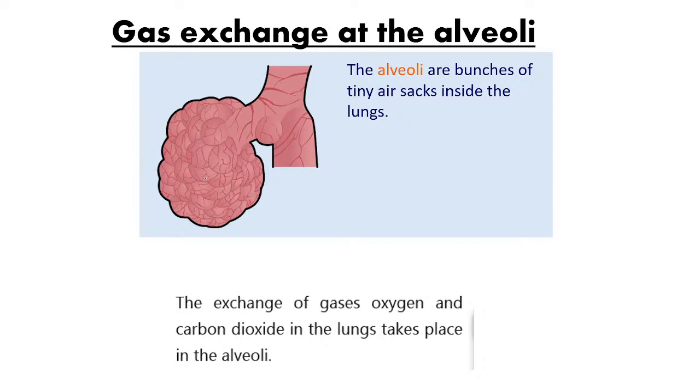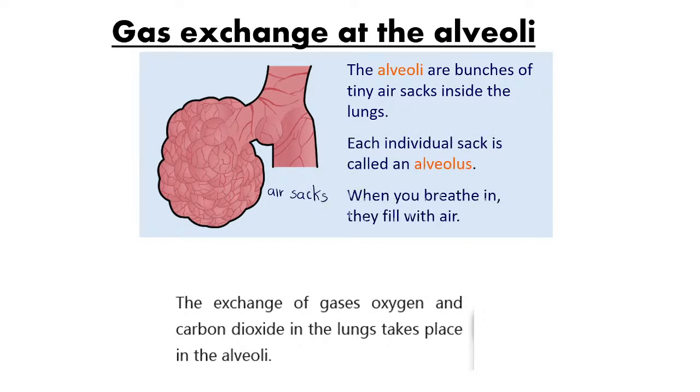As I already told you, what are alveoli? They are like a branch of grapes, just like a grape branch, and you have grapes at the end of it. Similarly, you have alveoli. These are air sacs. So what is the function of these air sacs? These air sacs help in the exchange of gases.